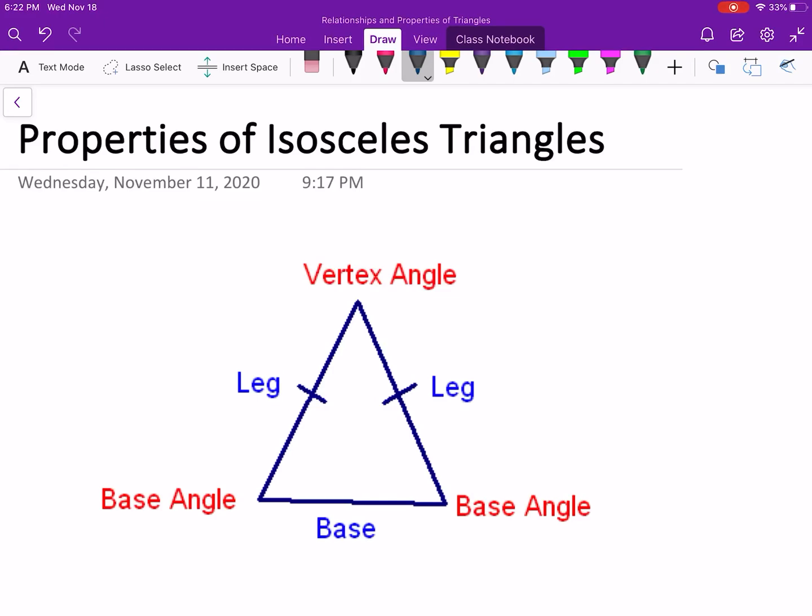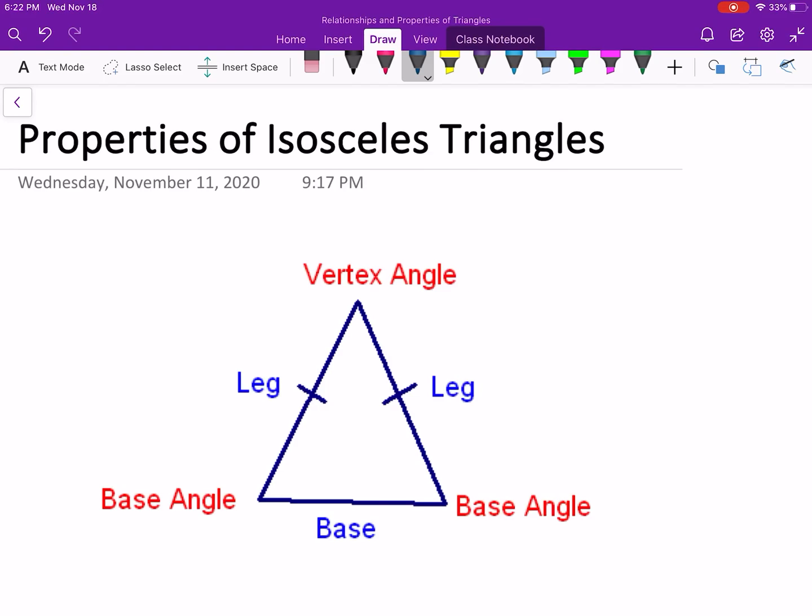This is part 1 of the notes for Thursday, November 19th. We'll be talking about isosceles and equilateral triangles today. Part 1 is the properties of isosceles triangles.